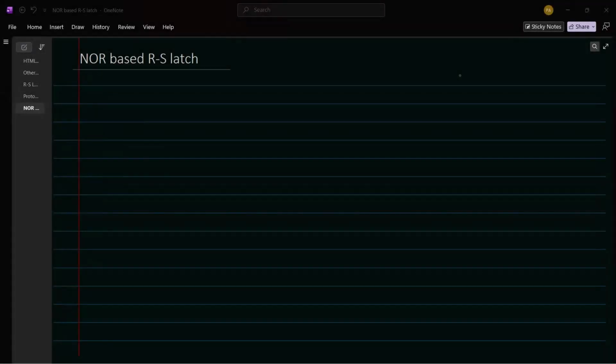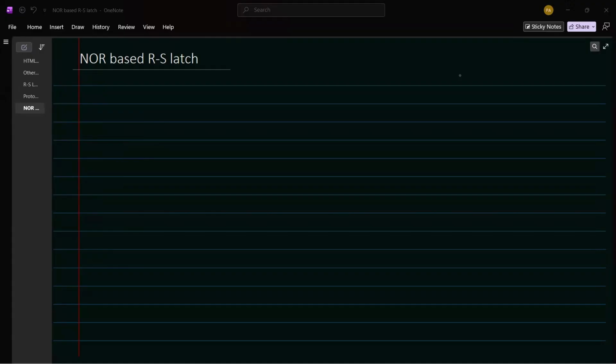Now we are going to study about NOR-based R-S Latch. This is nothing complex, because if you watched the last video, you will understand how R-S Latch works. Now we are just going to draw NOR gates in a specific way so that it works as R-S Latch. That's it. Nothing serious.